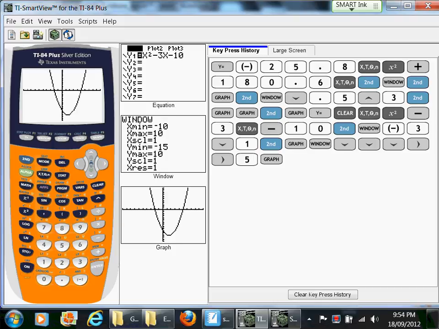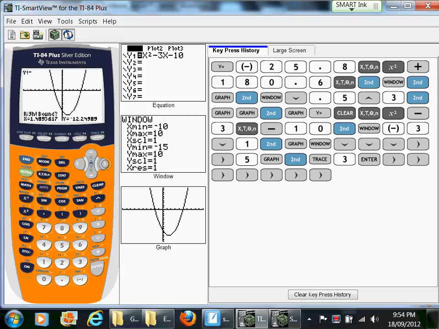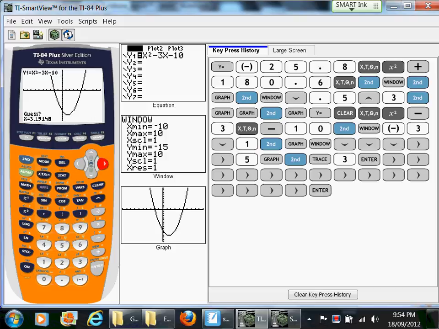Now I hit graph. And I can easily calculate the minimum here. So second, calc, max min. I have to pick a min, because it is a min, so it's option 3. Now it asks for left bound, so left bound would be right here. So press enter, and then you just want to cursor past that minimum value. So I'm past it now. So I'm going to press enter again, and it's at 1.5.